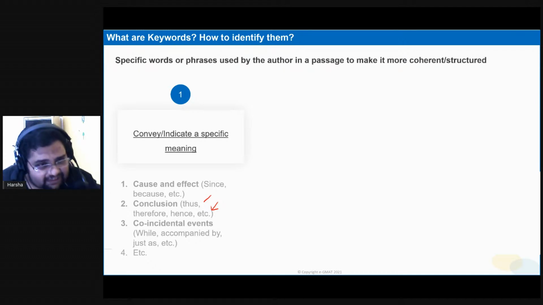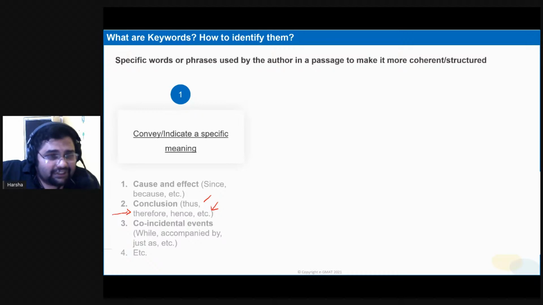Even in an RC passage, the minute I see the word therefore, for example, I know that what is going to follow is some kind of conclusion that the author is making. The author is using this word therefore to indicate that he or she is going to make a conclusion. These are the kind of words that I want you to start paying attention to.